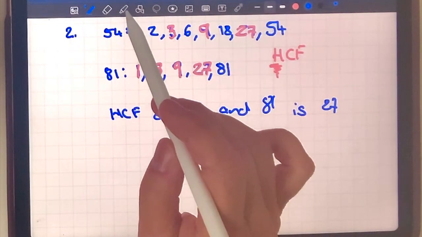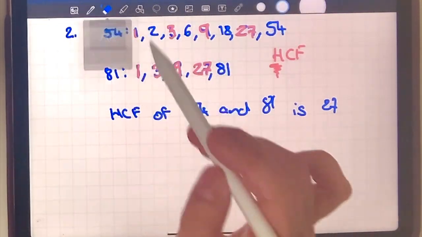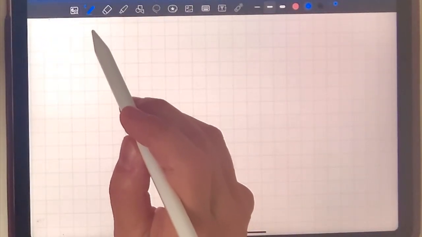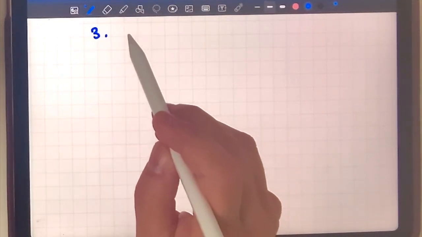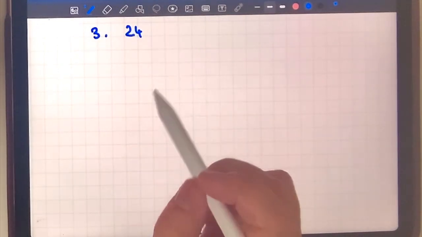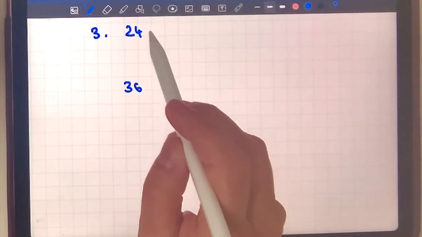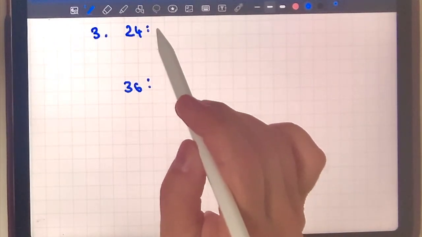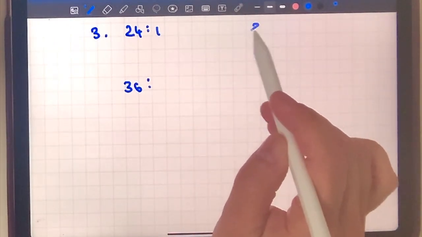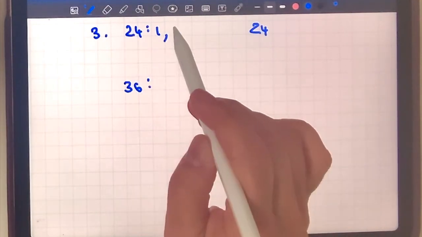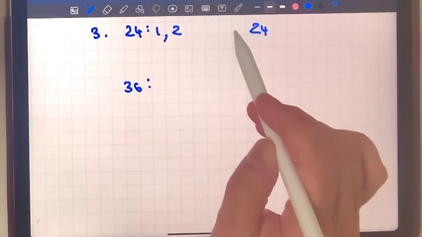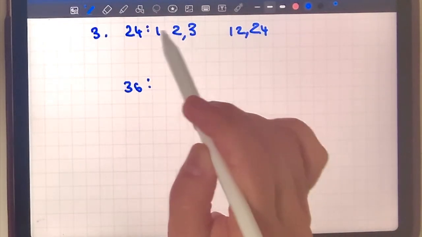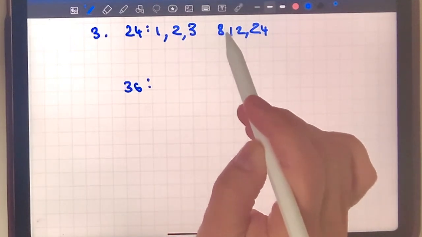Alright, we're going to clear the page and do example number 3. Okay, so with this one we need to find the HCF of 24 and 36. So I think by now you're hopefully getting the idea. So we're going to start with 1 and 24. The next factor is 2. 2 goes into 24 12 times. The next factor is 3, which goes into 24 8 times.